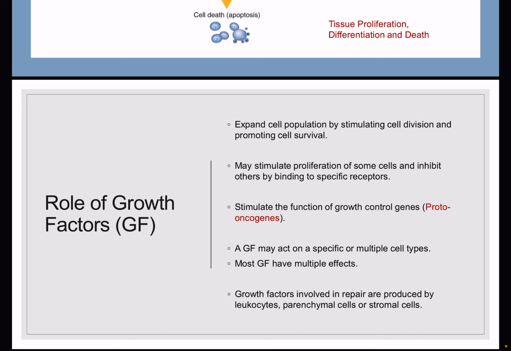So the genes that control this proliferation are called proto-oncogenes. Just know their name. We will discuss them in detail from next week when we start studying neoplasia.